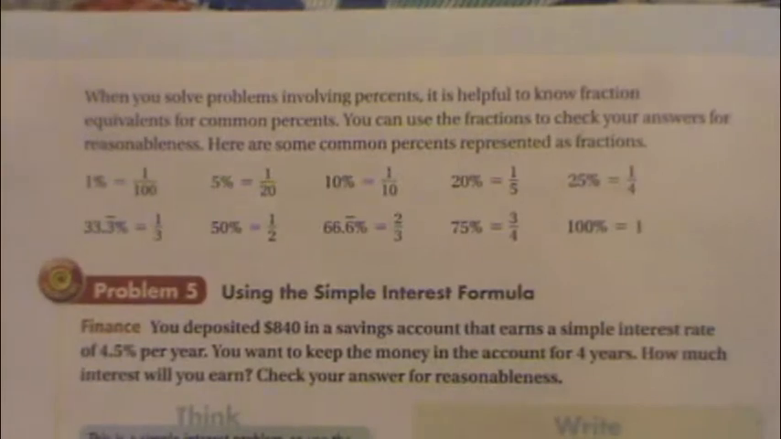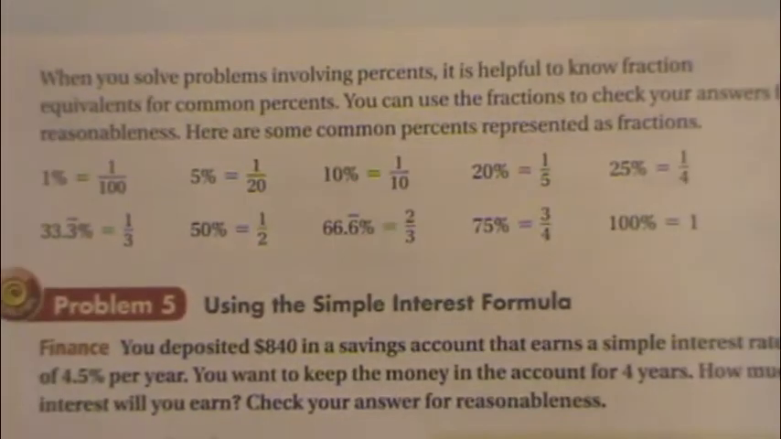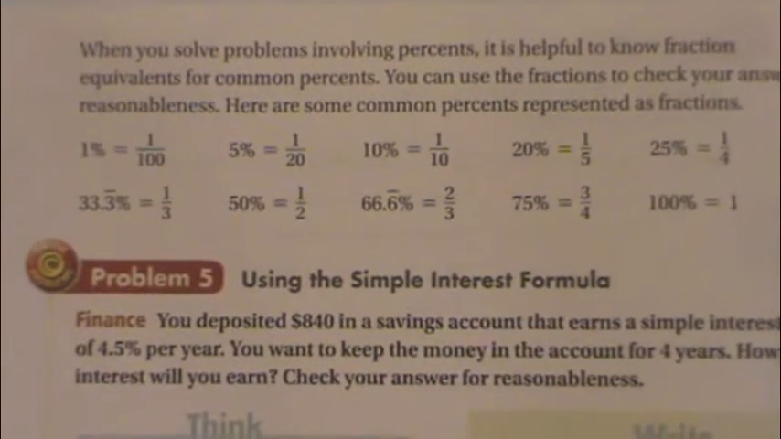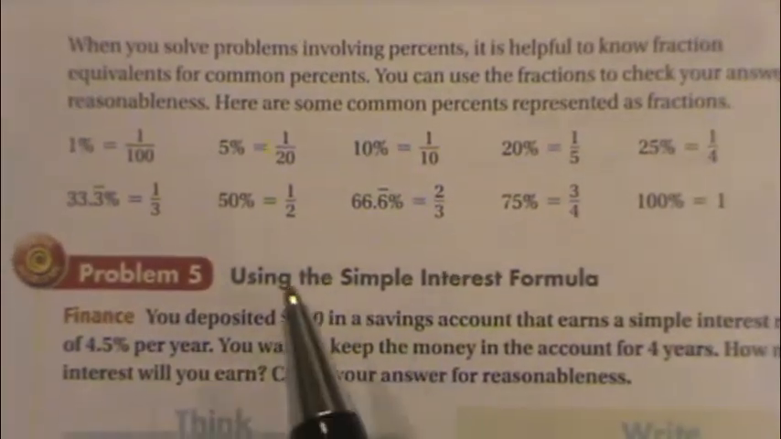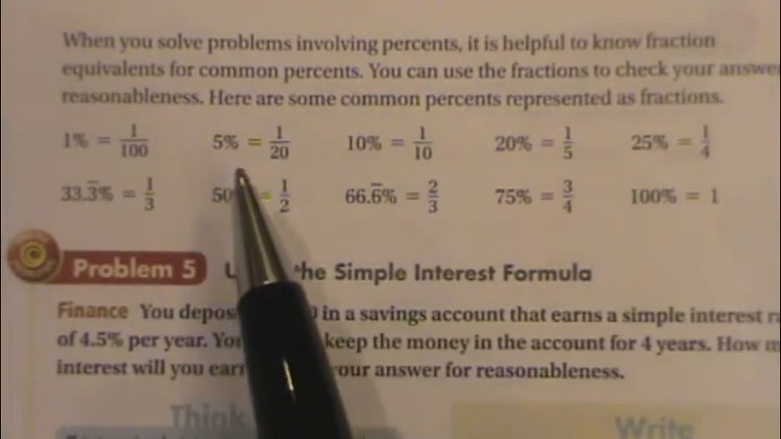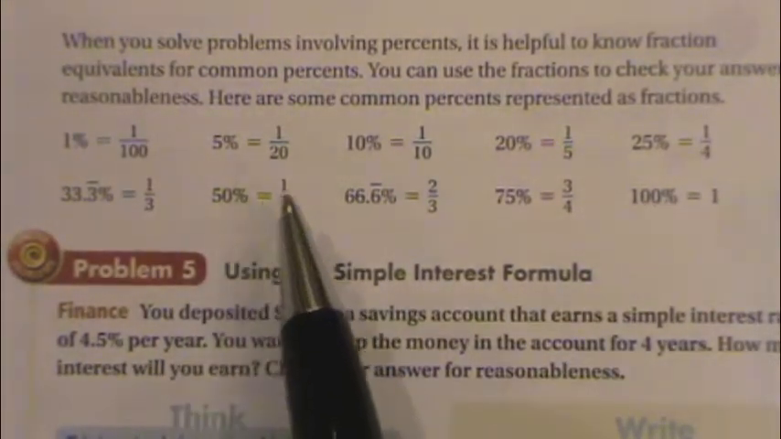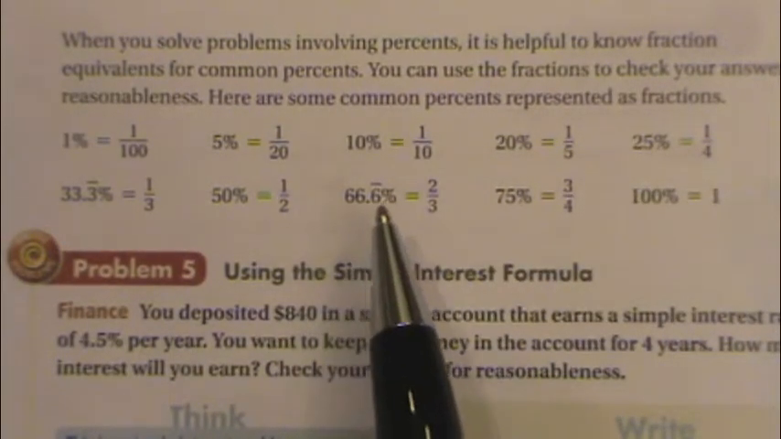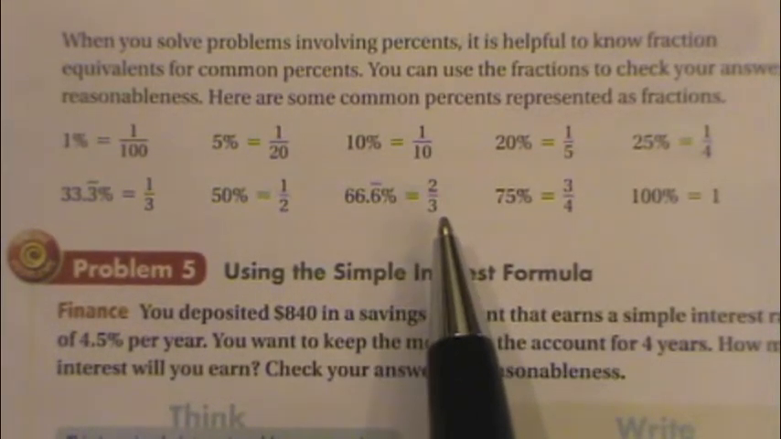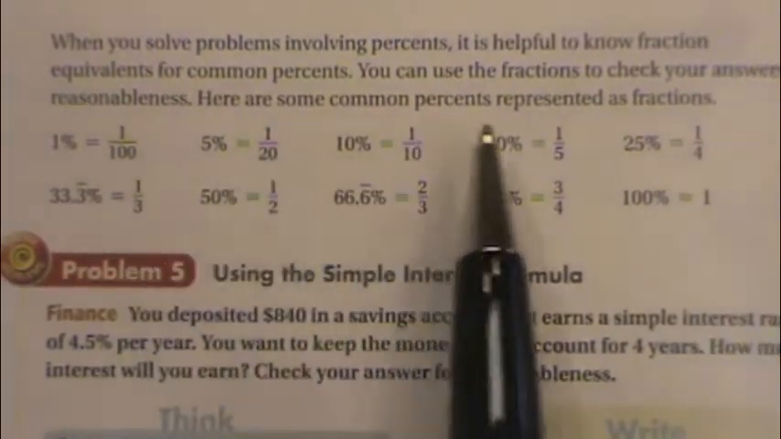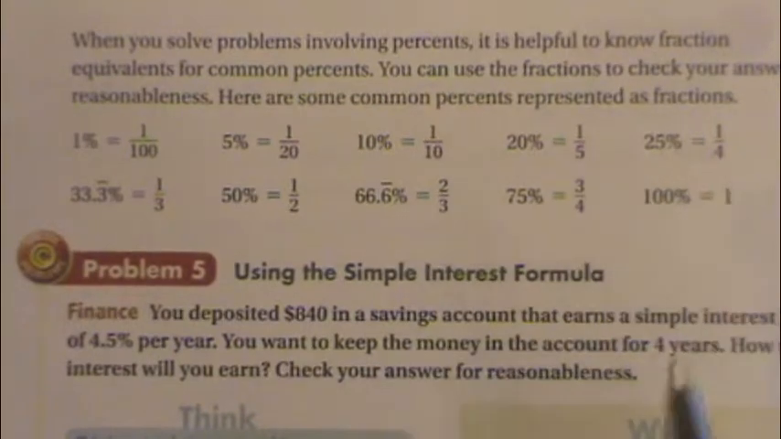Even more useful stuff at the top of page 140, and I'm really hoping this is not new to you. They give you some common percentages. It might be worth your while to memorize these. You should know that 1% is the same as 1/100th, 5% is the same as 1/20th, 50% is the same as 1/2, 66.6 repeating percent is the same thing as 2/3, and so on. 100% is the same thing as 1. These should be very familiar to you.